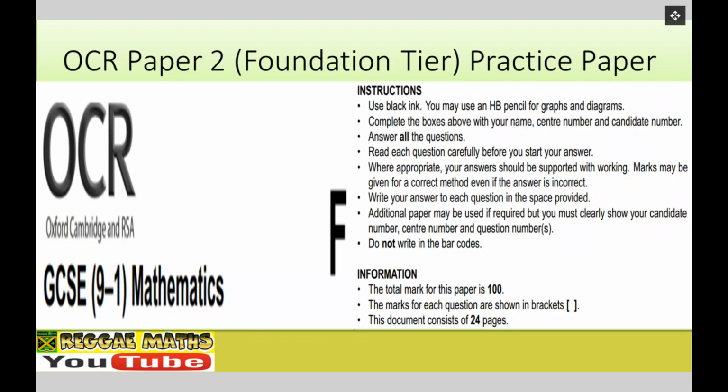This is the OCR Paper 2 Foundation Practice Paper. A few questions I've just identified cross over with the other papers I'm looking at, like Edexcel. Now, there's some instructions for you to read through, just to get you into the idea of what you need for your exam.